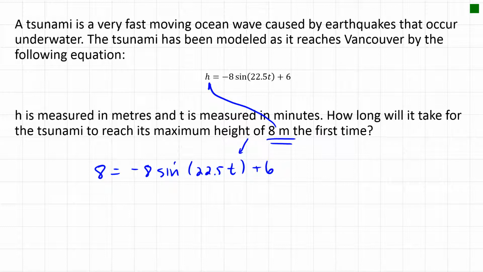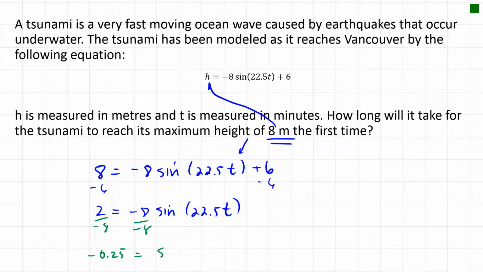The first thing I'm going to do is subtract 6 from both sides to get 2 equals negative 8 sine 22.5 t. Next step is to divide both sides by negative 8. So you get negative 0.25 equals the sine of 22.5 times t.